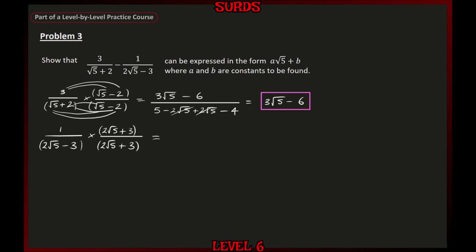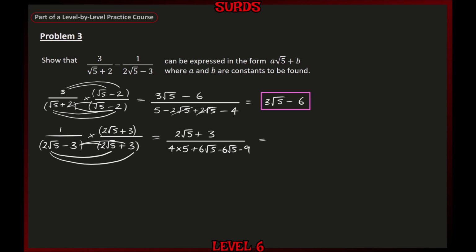And when you multiply anything by 1, it just keeps it the same. So this stays as 2 root 5 plus 3. In the denominator, we're going to expand. So 2 root 5 times 2 root 5 gives us 2 times 2, which is 4, and root 5 times root 5, which is 5. So 4 times 5. Then 2 root 5 times 3 gives us plus 6 root 5. Minus 3 times 2 root 5 is minus 6 root 5. And minus 3 times 3 is minus 9.